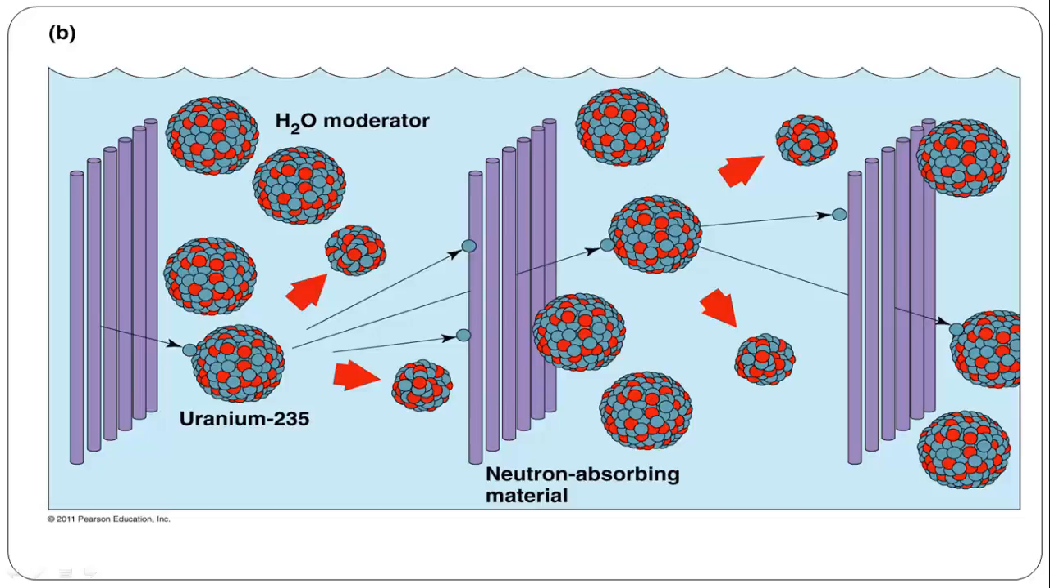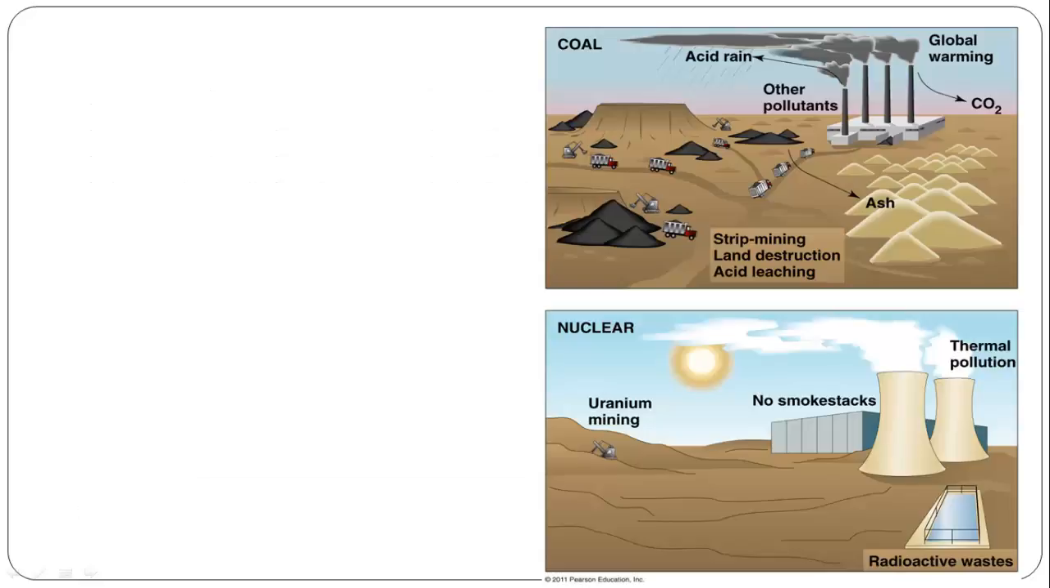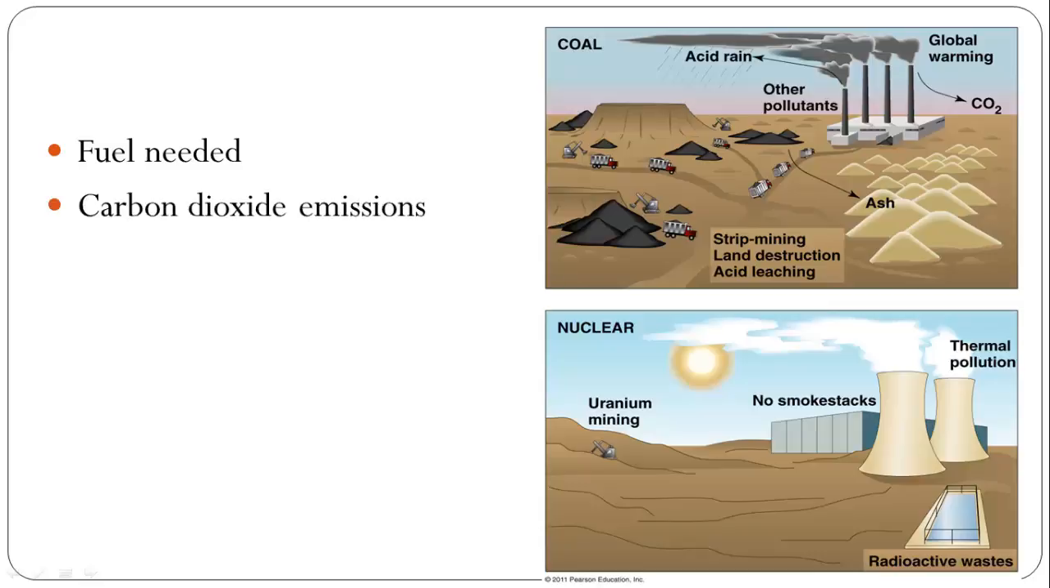When you look at it compared to our fossil fuels, there's a lot of advantages to nuclear power. The fuel needed is very abundant, uranium, and does require mining, but not as much mining as other types of fossil fuels. The carbon dioxide emissions are much lower, and there are no sulfur dioxide emissions either. You're basically just using water, and water vapor is your only pollution other than the excess heat.